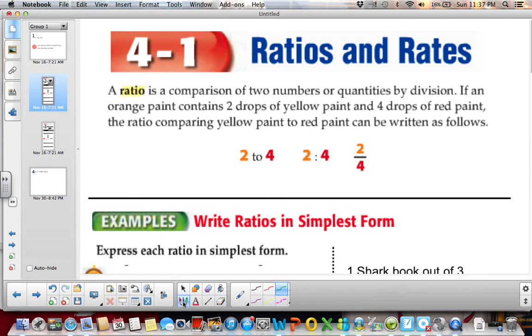So a ratio is a comparison of two numbers or quantities by division. For example, if an orange paint contains 2 drops of yellow paint and 4 drops of red paint, we can write the ratio a few different ways. We can write it as 2 to 4, meaning 2 drops of yellow to 4 drops of red. Or we can write it as a fraction, 2/4, 2 drops of yellow out of 4 drops of red. So for every 4 drops of red, there's 2 drops of yellow.